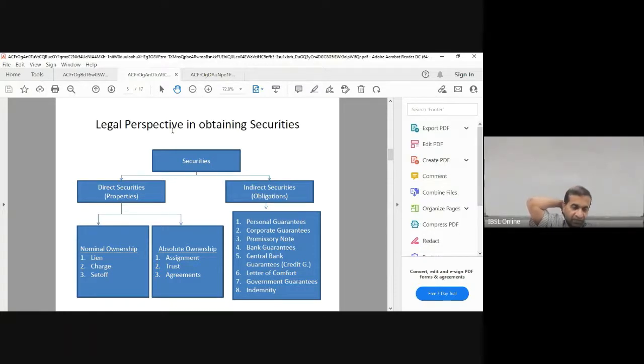But in banking, we don't take the absolute ownership except in 3 cases. One is assignment, but it is not a hard property as such. It is an assignment like insurance policies. In an insurance policy, assignment happens so that you don't have to go through a litigation process. Once the customer defaults, you can get the documents executed with the insurance company and get the money recovered.